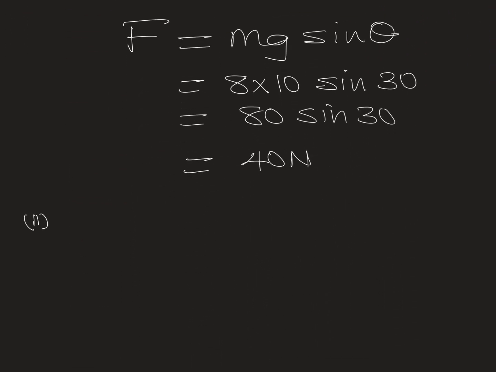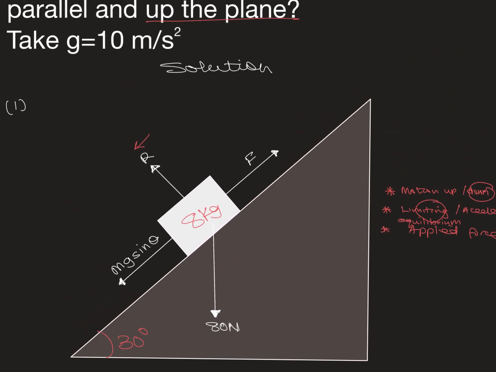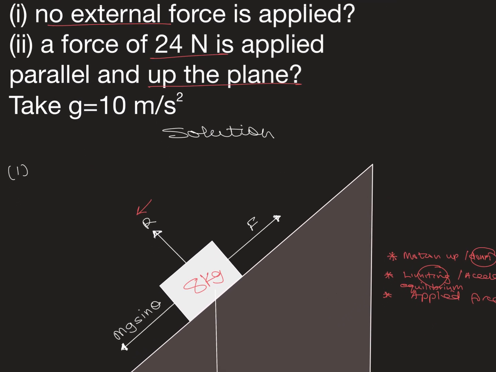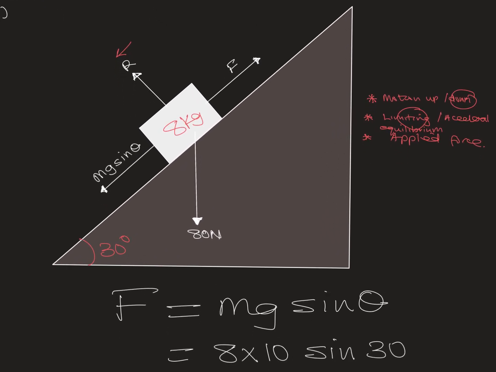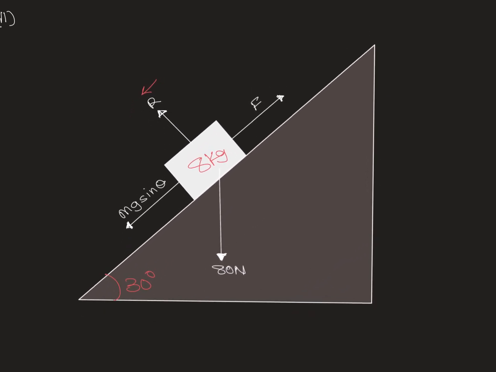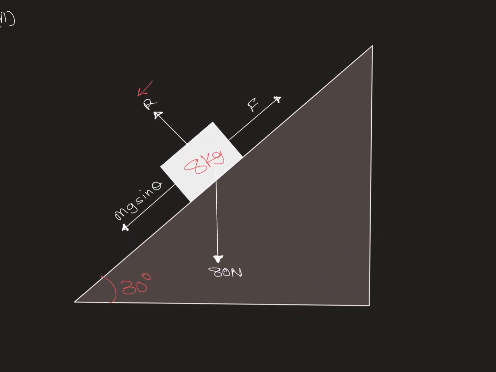But for question 2, they gave us an applied force of 24 newtons. So let's draw the diagram for that again. I will copy this diagram, then indicate the force of 24 newtons. This is the first diagram that we have. What we need to do is indicate the applied force of 24 newtons that is also acting up the plane. So this is the 24 newtons.